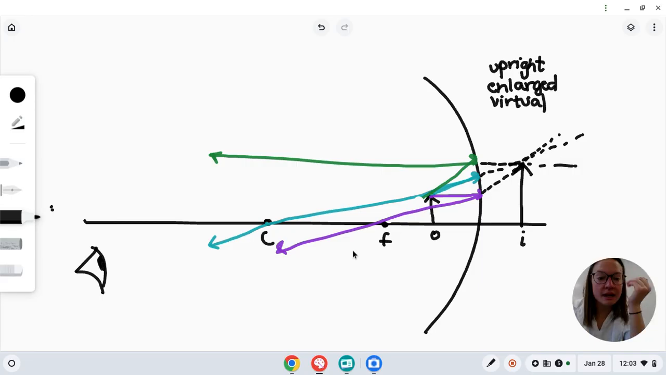But if you scooch back away from the makeup mirror, you'll see yourself upside down and smaller. It's an inverted, reduced, and real image. Then there's this weird place in the middle where you actually see no image, and that's if you put your face right at the focal point. That's a little bit on concave mirrors. Let's talk about convex mirrors, our last type of mirror for today.